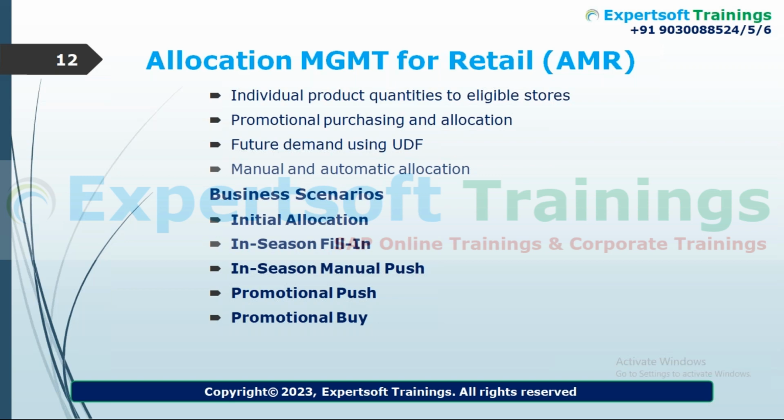Here we have four business scenarios majorly. Push allocate, initial allocation, seasonal fill-in. Initial means one article, first-time introduction is initial allocation. Then after that we have seasons, fall, winter, spring, summer, we have different seasons, so that it automatically takes, or manually we are going to allocate. Then promotional push, promotional buy. We'll discuss this in detail.